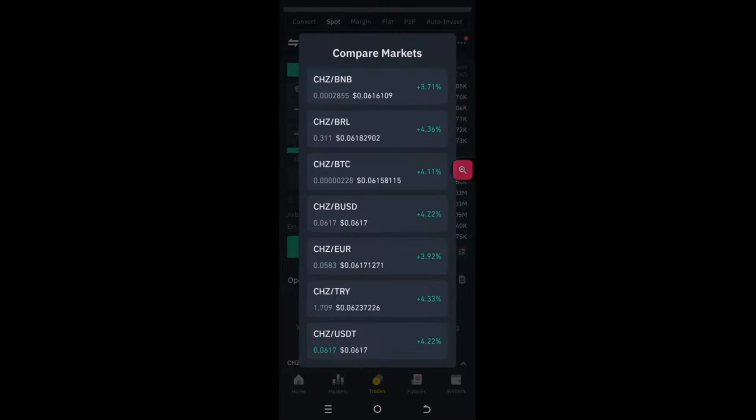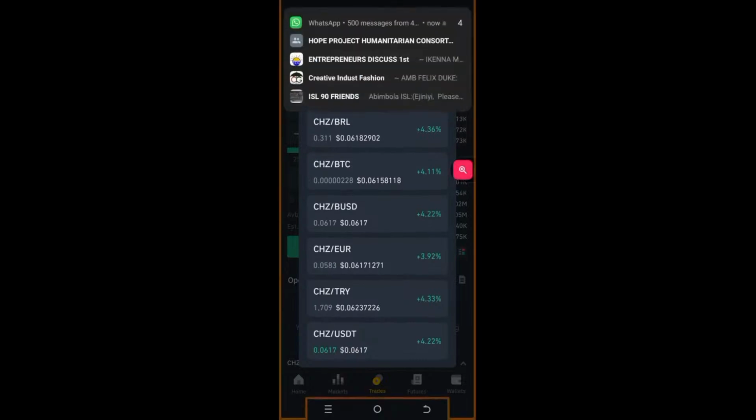Looking at this, which one is the cheapest price? You have to look for the cheapest price. We can see that it looks like BTC at 0615. We have 0618 as BRL. We have 0616 as BNB. Then where's the USDT? USDT is 0617. Let me show you that.